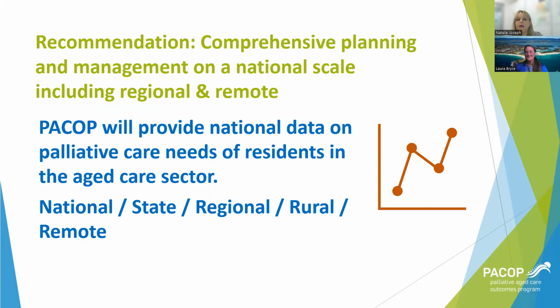Okay, next recommendation. Comprehensive planning and management on a national scale, including regional and remote. This recommendation speaks to the fact that there is a need for information about aged care homes nationally, regardless of their setting, whether it's in a city, regional, rural, or remote, because without that information, we cannot hope to plan appropriately. And PACOP will, of course, provide this data. So it will provide data on a national level as to what is happening, where the gaps are, and help drive filling those gaps from a top level. We're talking about government funded and planning level.